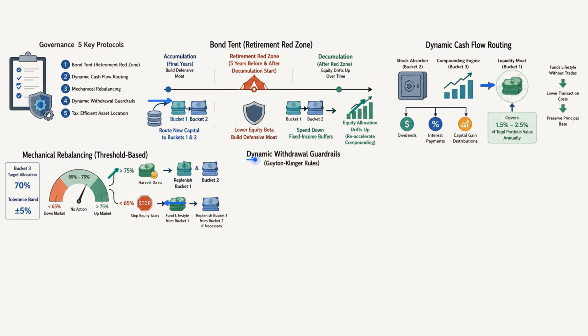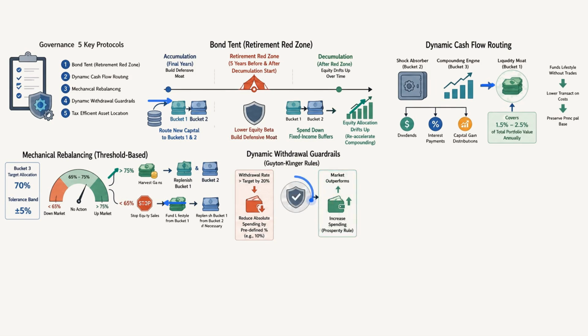The fourth protocol utilizes dynamic cash flow guardrails, specifically the Guyton-Klinger rules. If your current withdrawal rate exceeds the initial target by 20% due to market drawdowns, you must reduce absolute spending by a predefined amount, such as 10%. Conversely, a prosperity rule allows you to increase spending if the market significantly outperforms. This engineered elasticity ensures mathematical survival.